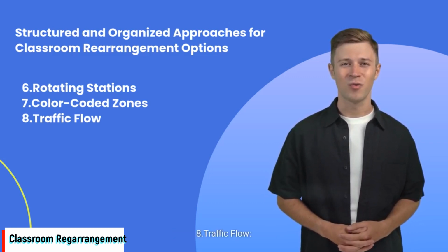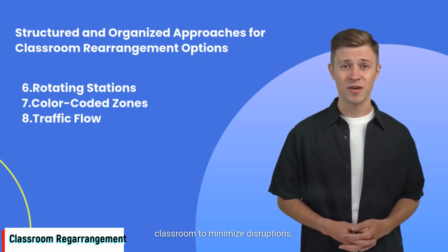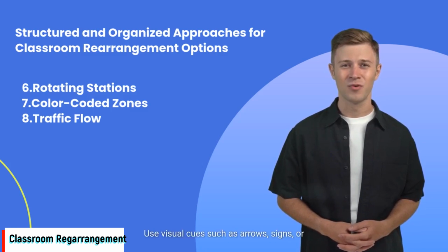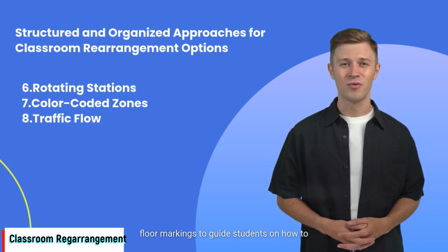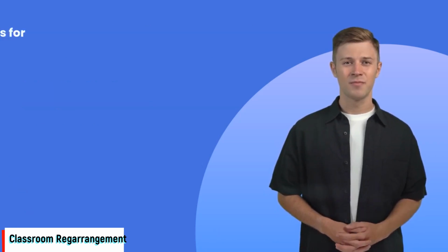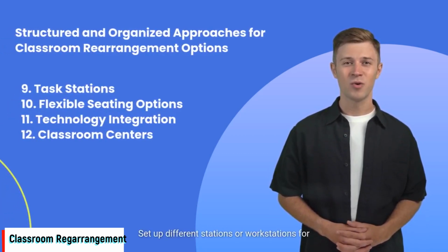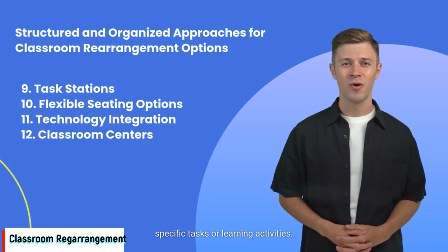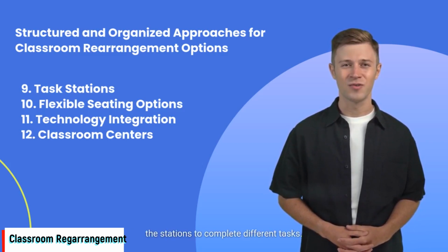8. Traffic flow. Designate clear pathways for movement within the classroom to minimize disruptions. Use visual cues such as arrows, signs, or floor markings to guide students on how to navigate the space without causing congestion. 9. Task stations. Set up different stations or workstations for specific tasks or learning activities. Each station can have the necessary materials and instructions, and students can rotate through the stations to complete different tasks.